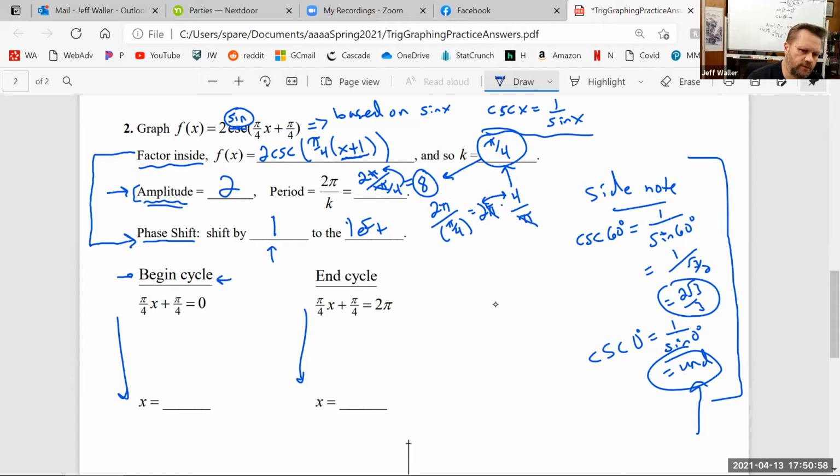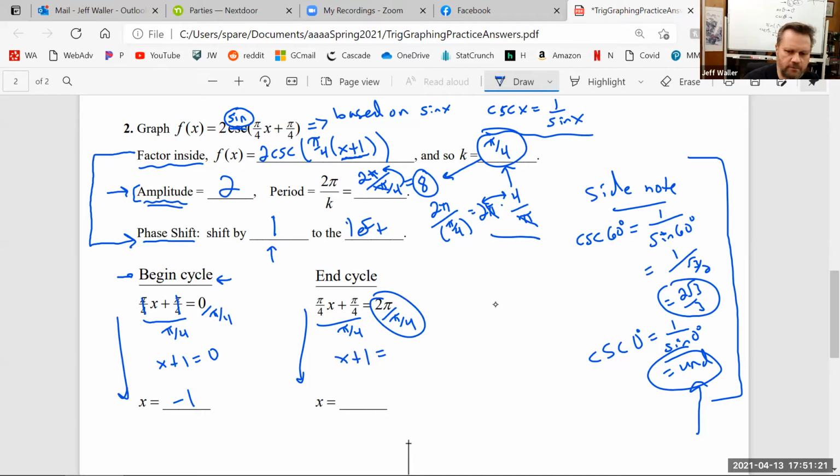So watch this. I would first divide by pi over 4. That becomes x plus 1 equals 0. So I get -1. So over here I'm going to do the same thing. Let me divide by pi over 4. Didn't we just do this here? Is this the only way to do this problem? No. Is this the easiest way to do it? Yes.